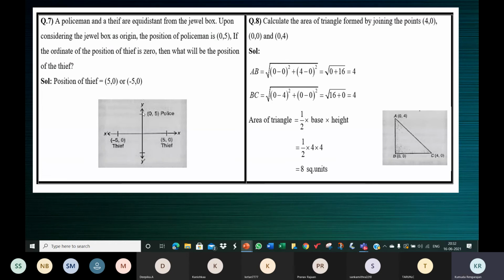So what is the distance of the police? 5. So this thief should also be at a distance of 5 units from the jewel box. He can be on this side or on this side, since it's only given that the y coordinate is 0. The police and the thief are at equal distances from the jewel box. So the thief can be located at -5, 0 or 5, 0.